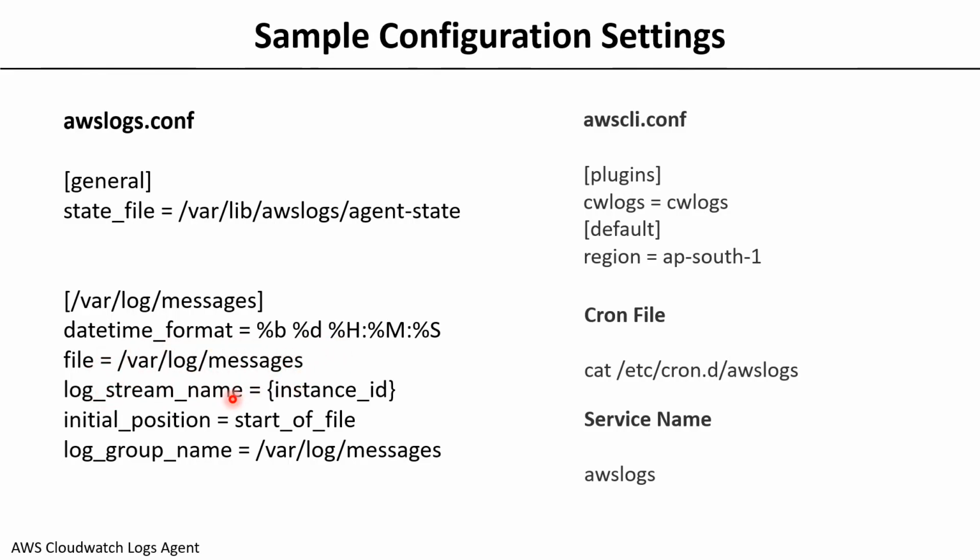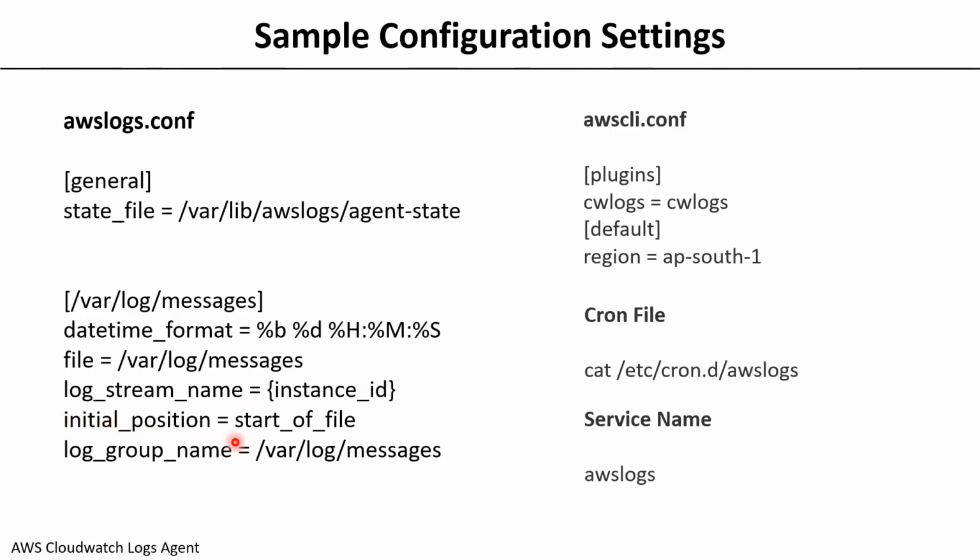Then log stream name. CloudWatch maintains these log files with subfolders, right? The name of that particular subfolder that you want to give is basically the instance ID. You really want to identify the logs of a particular instance by its instance ID, because instance IDs are unique across your EC2s, right? So you want to specify that.